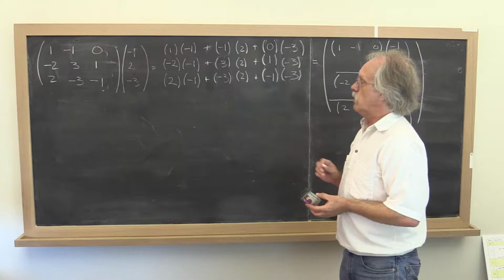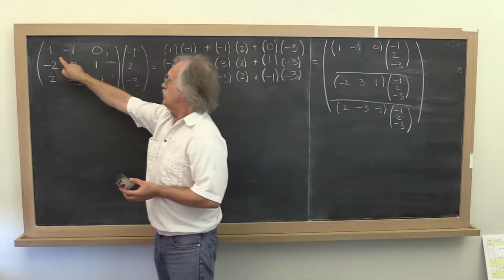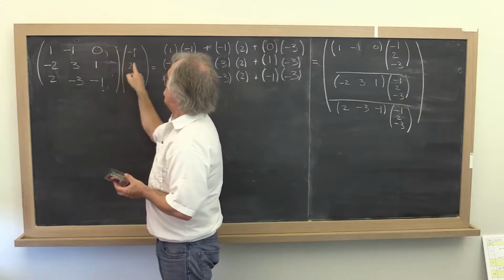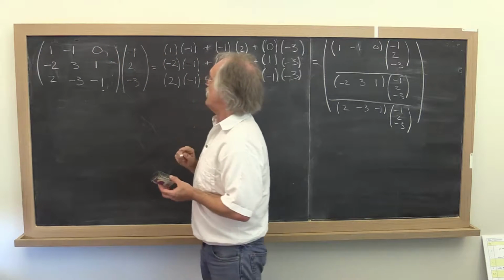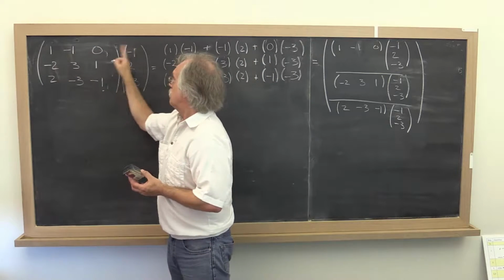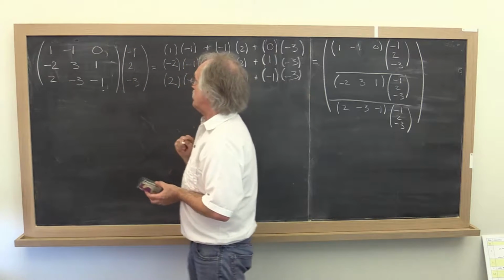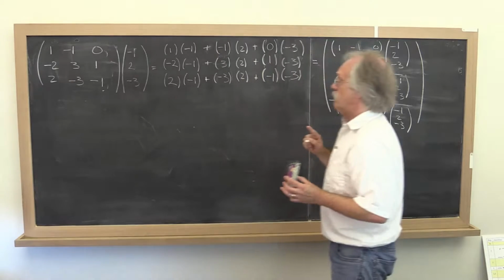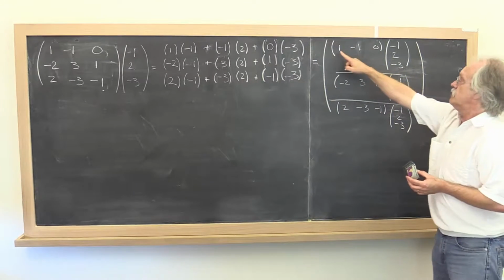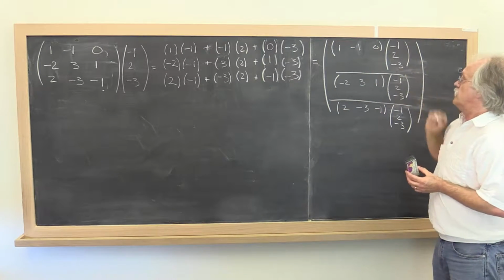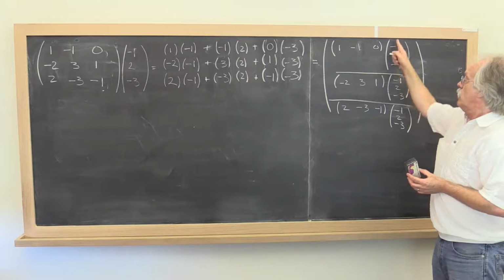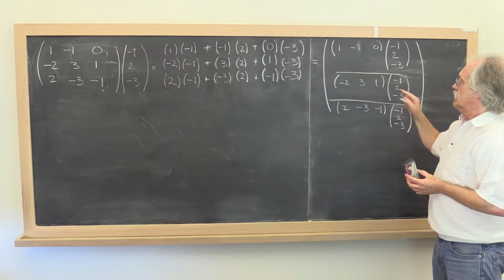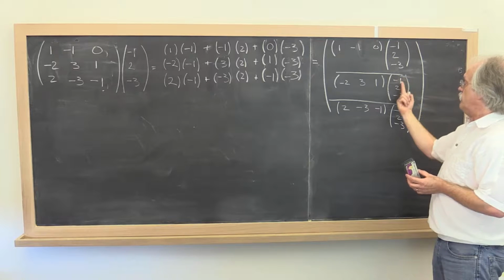Okay, and how does this work? Well, you may remember that you do this times that plus this times that plus this times that to compute the first element, and then this times that plus this times that plus this times that for the second element. And obviously a better way of thinking about it is to say, oh, the first element is just the dot product of the first row with the vector, the second element is the dot product of the second row with the vector, etc.